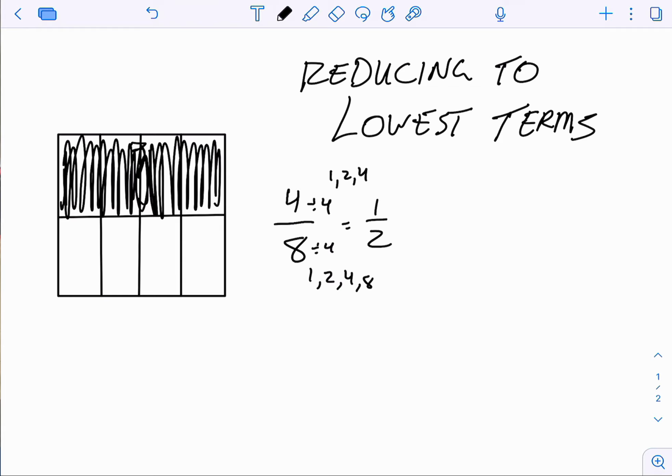When you look at that over here, we're taking out these, and now we've reduced it to a half. We haven't changed the amount that we have in that particular whole. We have half of it, but we've reduced it down, so now we have 1 out of a possible 2 to make the whole, as opposed to 4 out of a possible 8. So that's the process of reducing fractions.